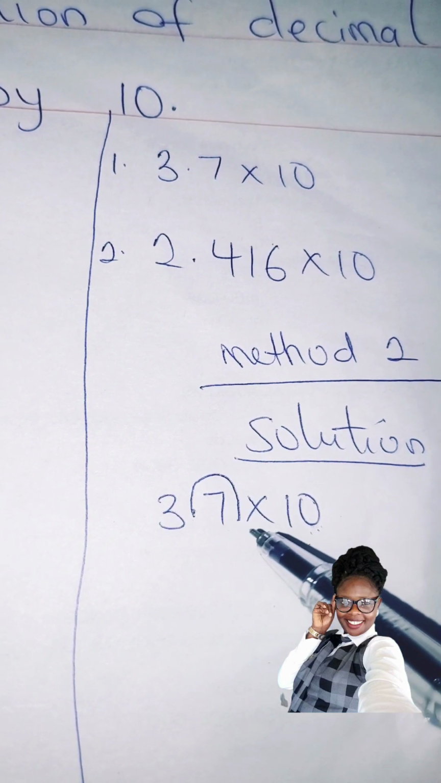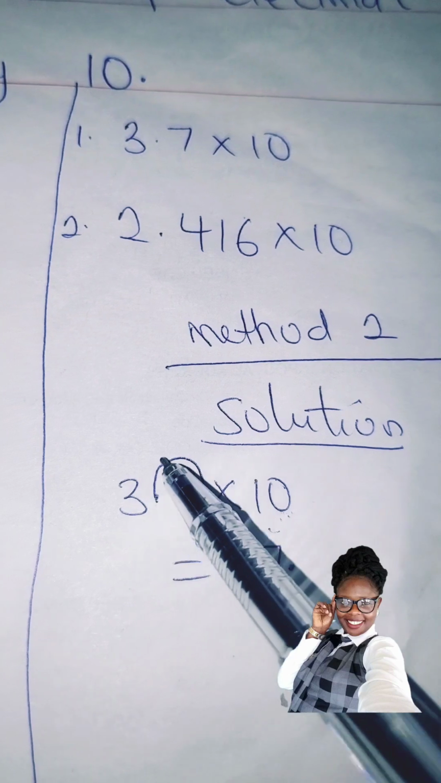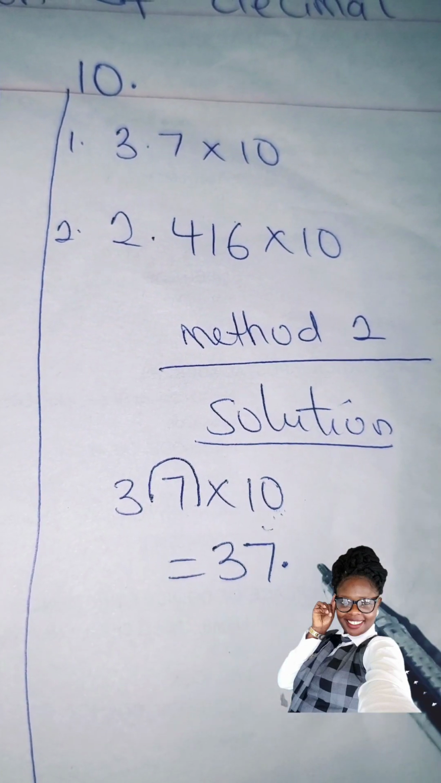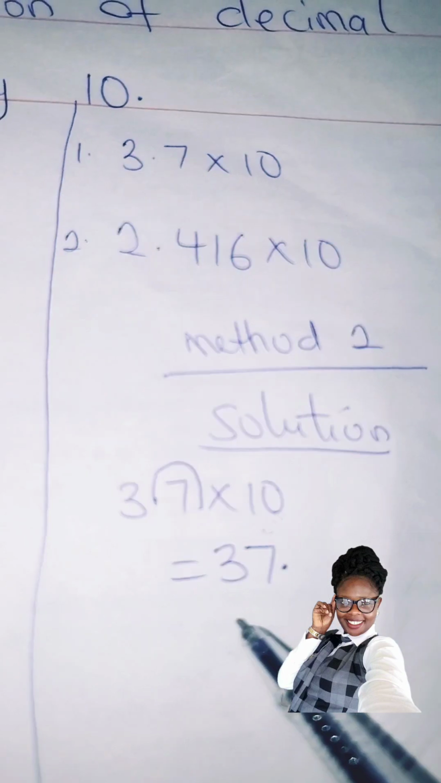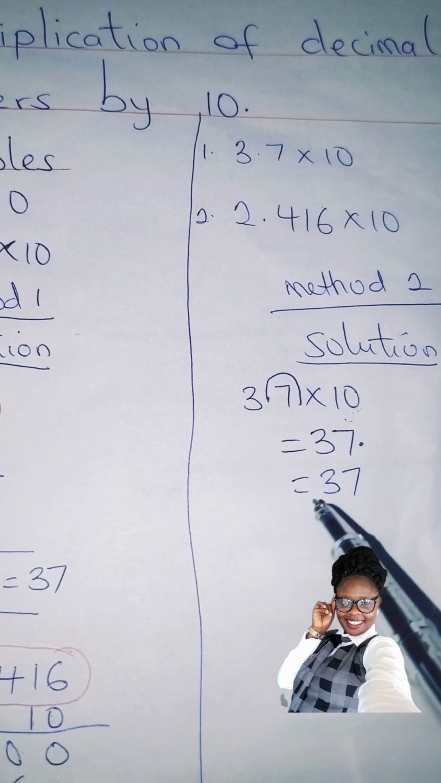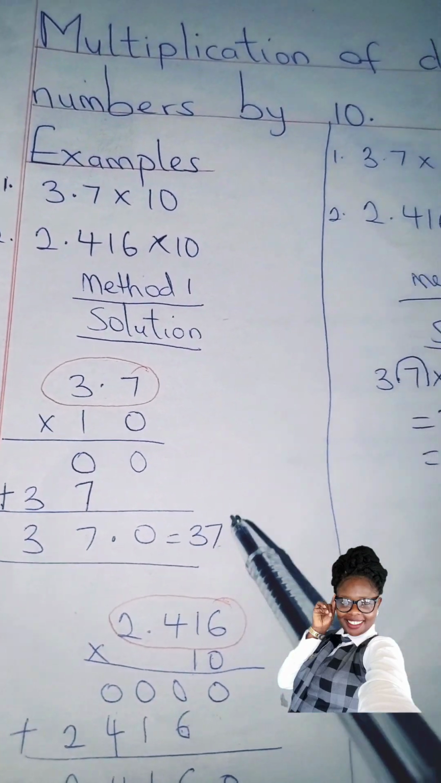For that reason, my answer is 37. That is, after you have moved it once, this is where the decimal point will now be. That's why I got 37 point 0. And anything like 37 point 0 is 37. That's the final answer. And as you can see, I arrived at the same answer, 37 here, 37 here.